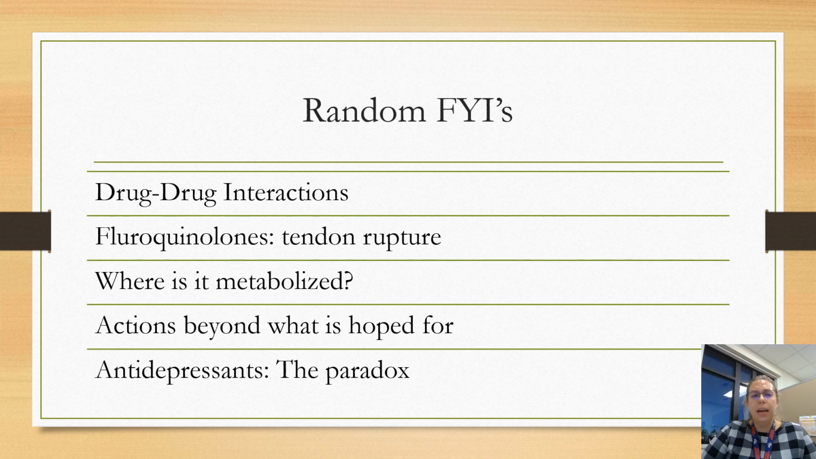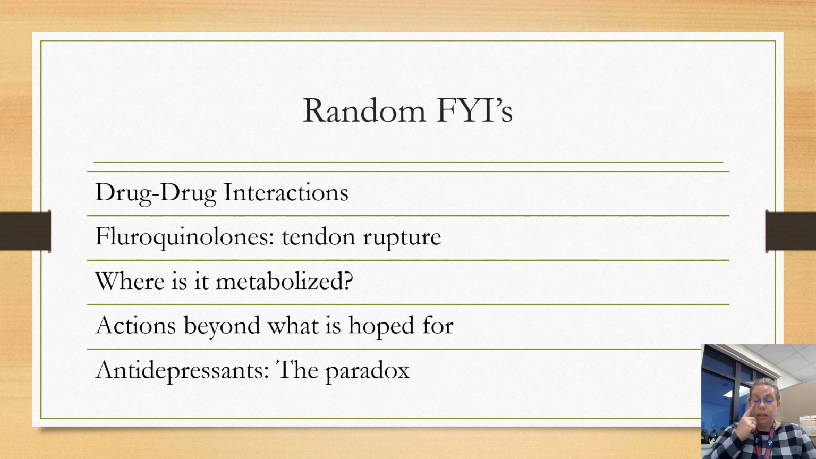And then, like we said, actions beyond what it's hoped for. I think I talked about this last time, in that I might give a medicine for one reason, but because of the way that it works, it affects a lot of other things. A good example is propranolol, which is technically a beta blocker for your heart, but we also use it for headaches and anxiety. So if I'm giving that medicine as an anxiety treatment, then I can expect that person's heart rate to go down and their blood pressure to go down, because technically it's a heart medicine.